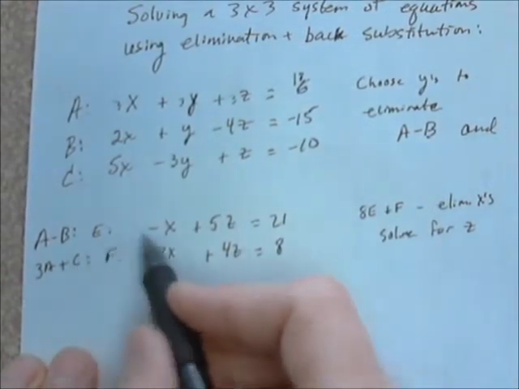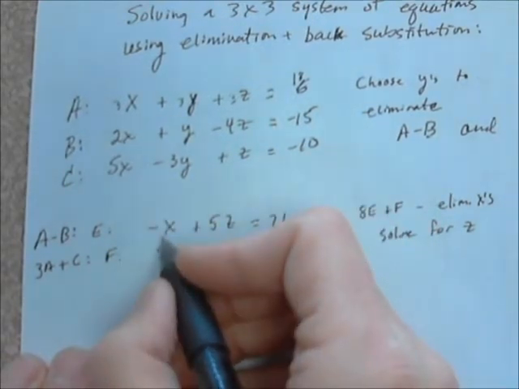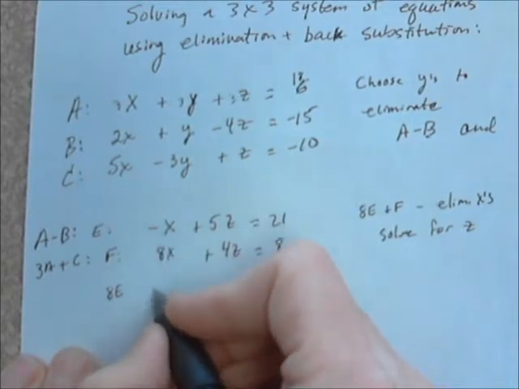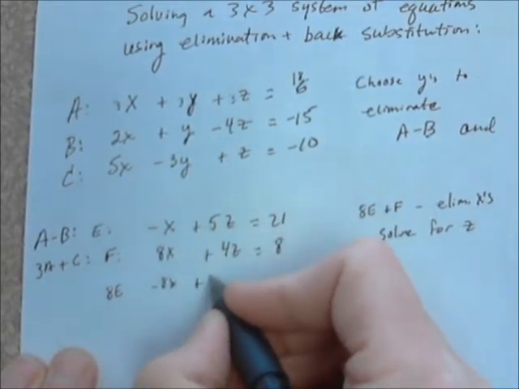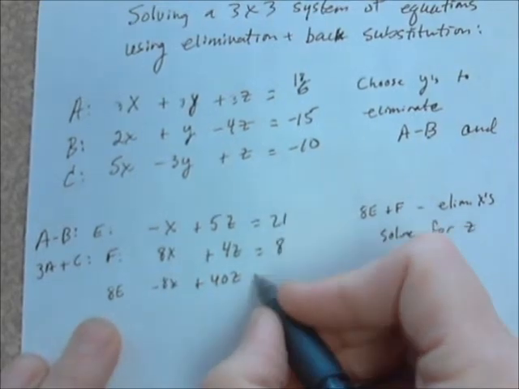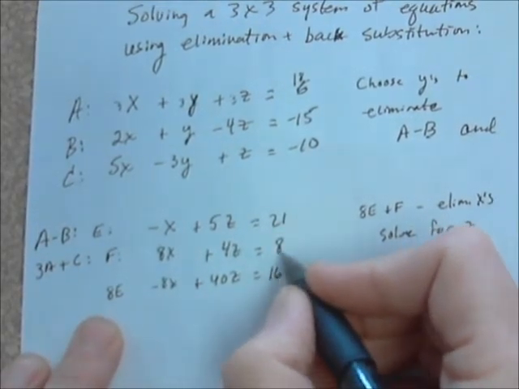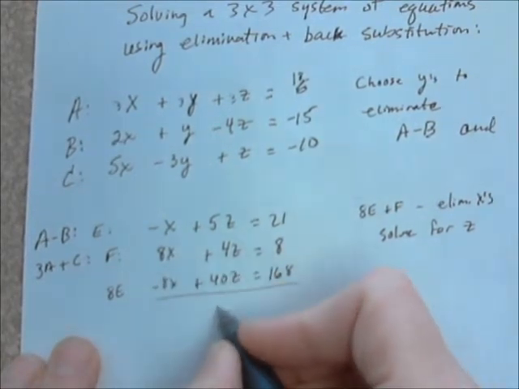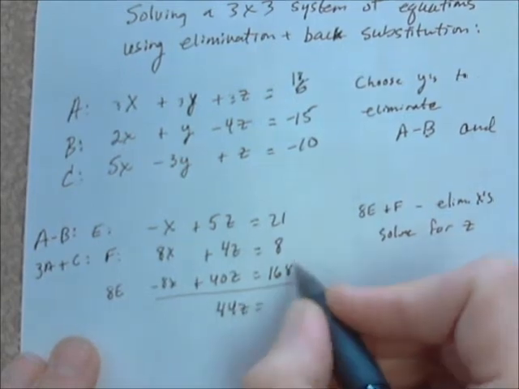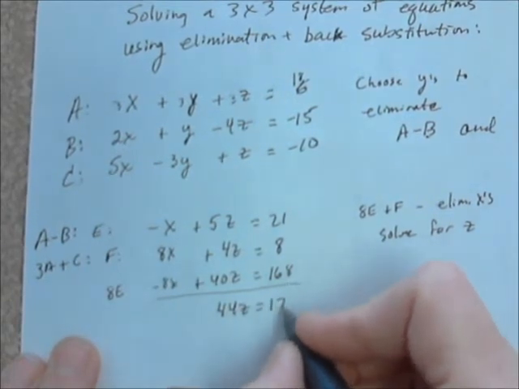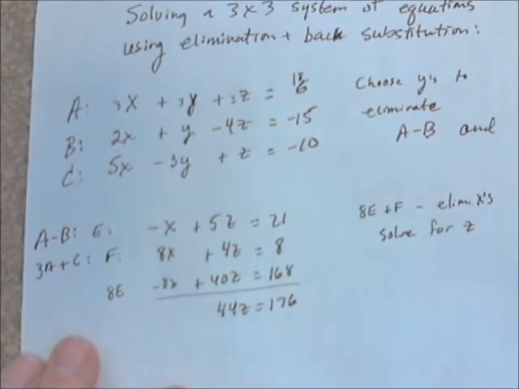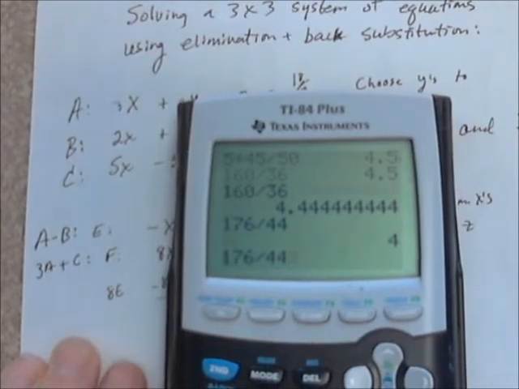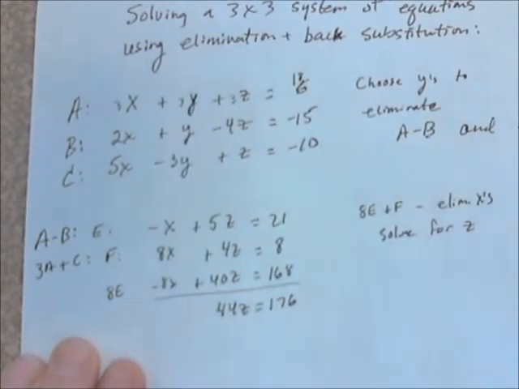So let's take this E and multiply it by 8. So I think I'll just write it down here, 8E, which is negative 8x, 5 times 8 is 40z, and 21 times 8 is 168. And if I add these together, the x's go away. This becomes 44z, and 168 plus 8 is 176. And hopefully 176 will divide by 44 evenly. I've already done that, and you get the answer of z equals 4.